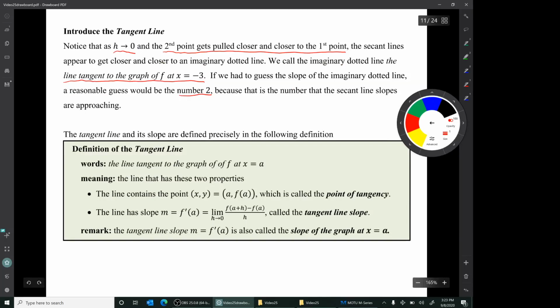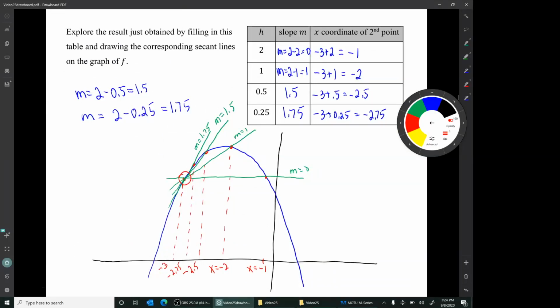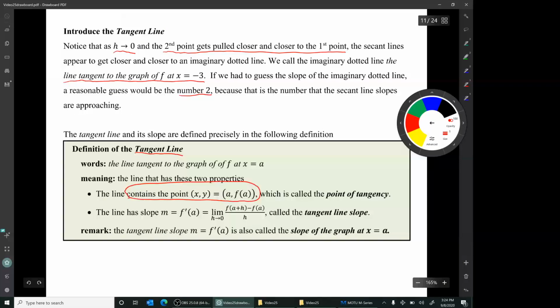That's how we get to this definition of what's called the tangent line. It's the line that has these two properties. First of all, it contains this point that's called the point of tangency. So on our graph, the line contains that circled point. The other property is that the line has slope that's the number obtained by that calculation of that limit. And that's called the tangent line slope, and that's also referred to as the slope of the graph at that x value.